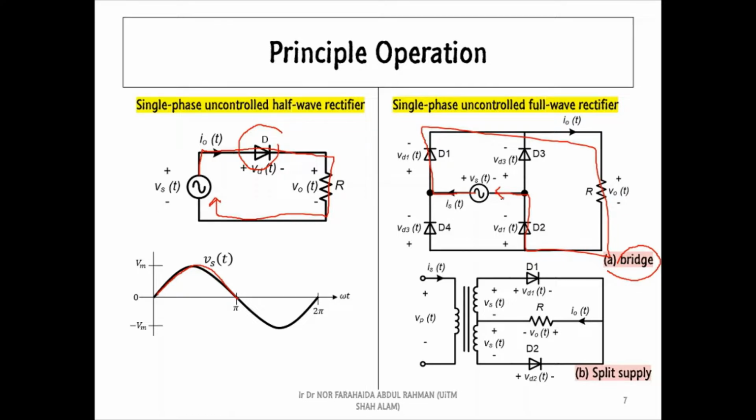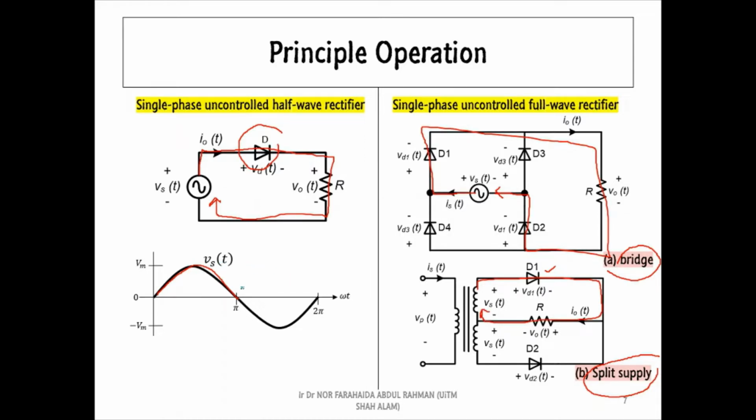Here we can see the bridge rectifier requires a pair of diodes to conduct the current. On the other hand, in the split supply rectifier, only diode D1 is in forward bias. Hence, current will flow from the source to the load.